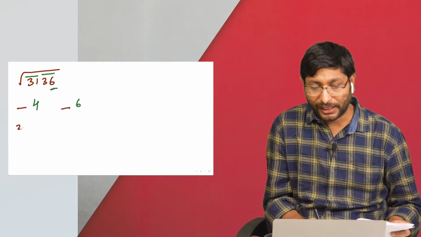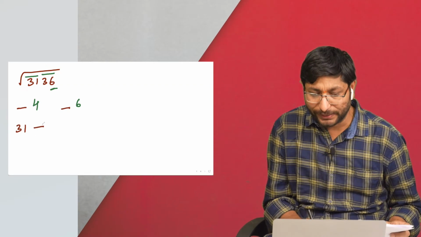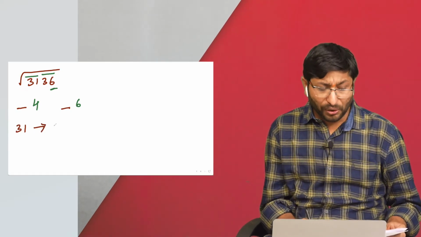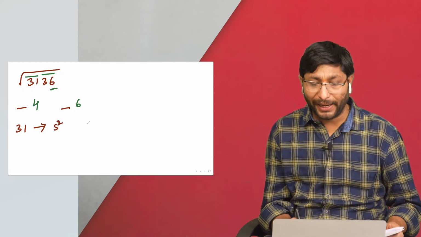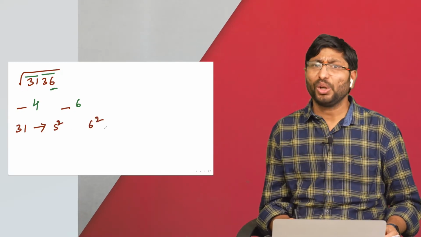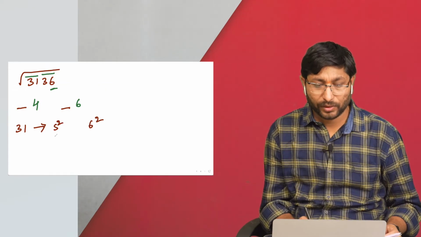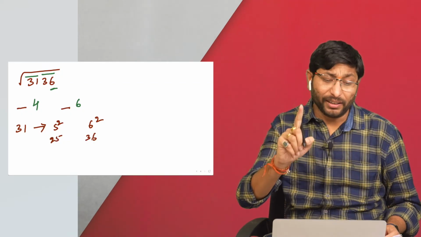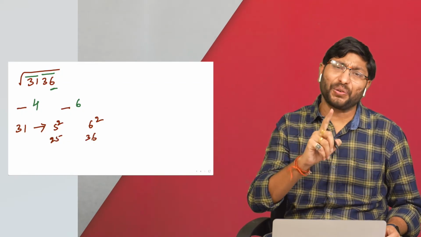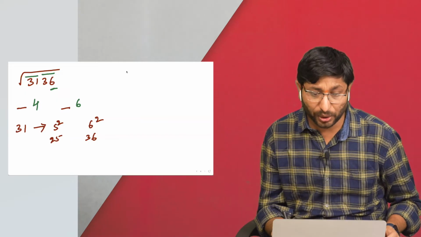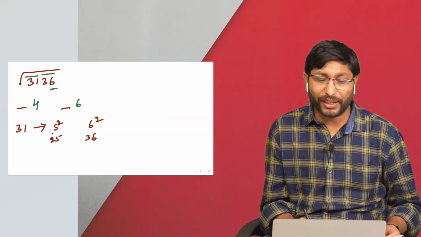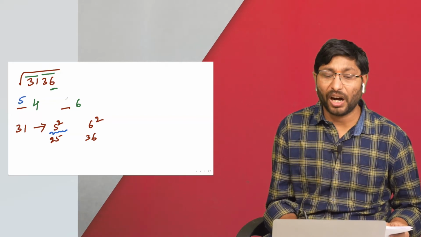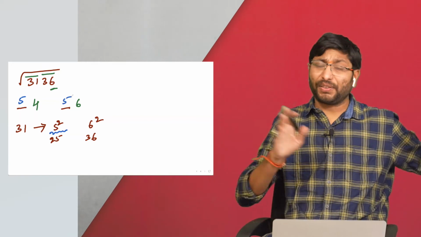Now consider 31. You have to check that 31 comes between 5 square and 6 square. Yes or no? 5 square is 25, 6 square is 36. So 31 comes between 5 square and 6 square. In step 1, you always consider the lowest number. The answer is going to be 54 or 56.